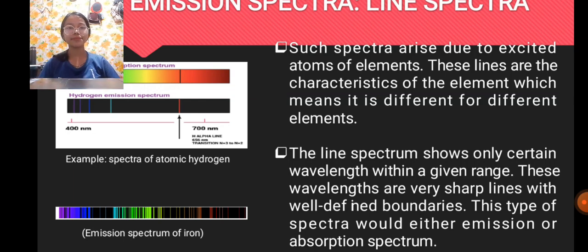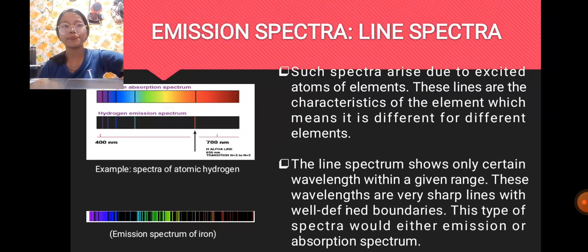So next, the line spectrum shows only certain wavelengths within a given range, and these wavelengths are very sharp lines with well-defined boundaries. This type of spectra would either be emission or absorption spectra. These are the characteristics of a line spectra.